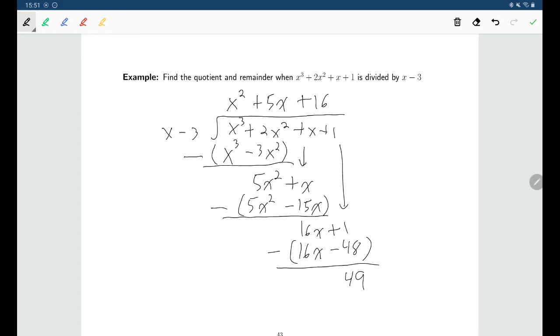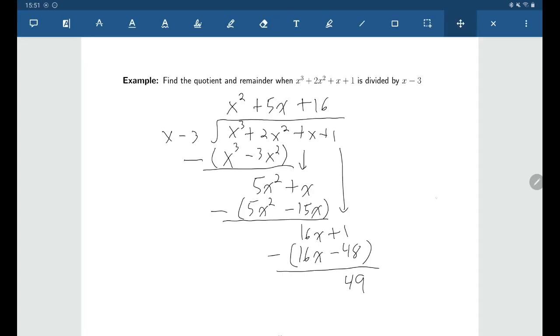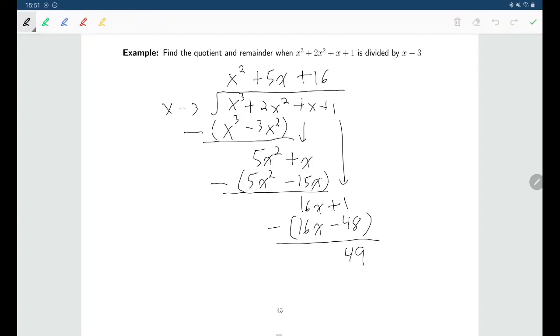And since there's nothing left to bring down, that means that you are finished, that this is what you've ended up with, your quotient and your remainder. That the quotient here is x squared plus 5x plus 16, and that the remainder is 49.